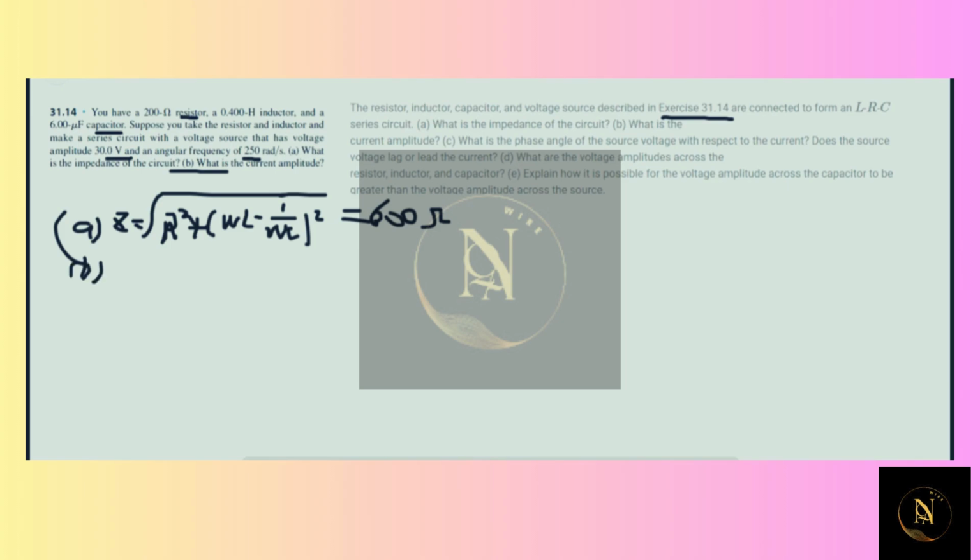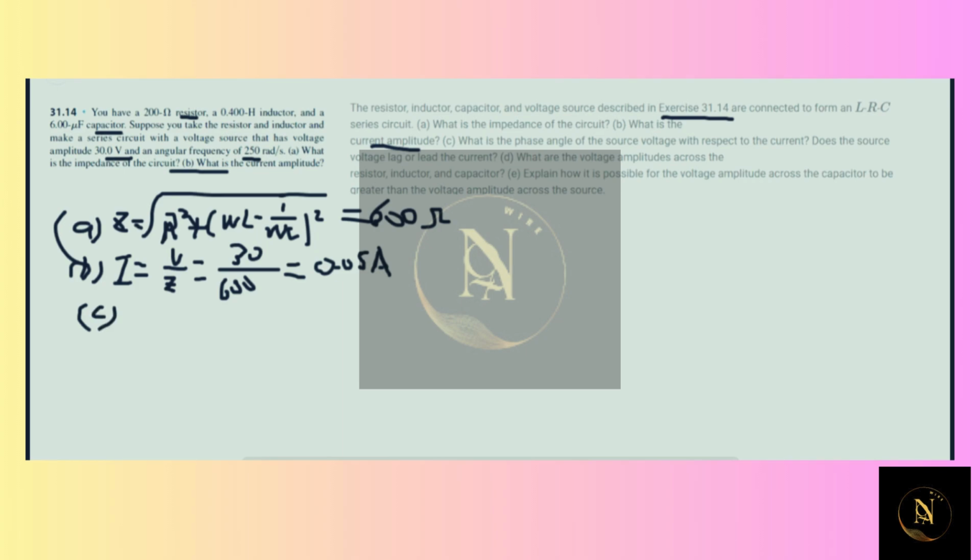For part B, the current amplitude in this circuit. The current amplitude is simply V over impedance Z. V is given in this problem: it's 30 volts, and Z is 600. So just 30 over 600 equals 0.05 amperes.